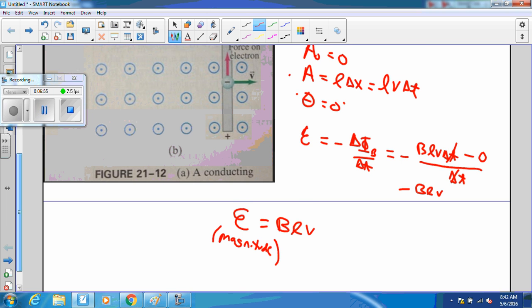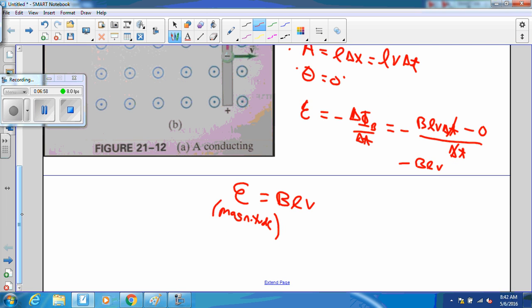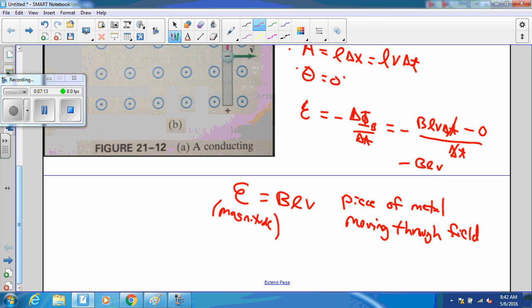So this is our first concept, and that is that if we have a piece of metal moving through a magnetic field, then we're going to generate an EMF that's equal to BLV.